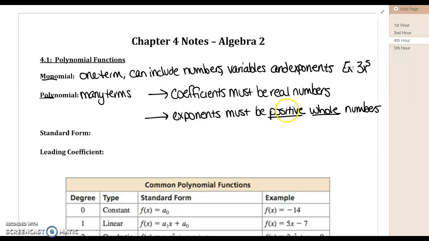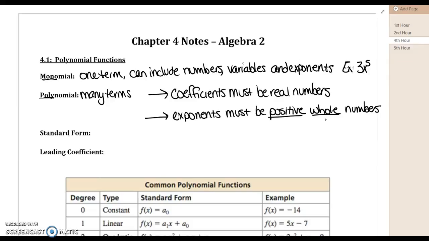The exponents, I shouldn't have to write positive because technically the definition of whole number is positive integers. So the exponents have to be whole numbers, no decimals, no fractions, and no negatives.